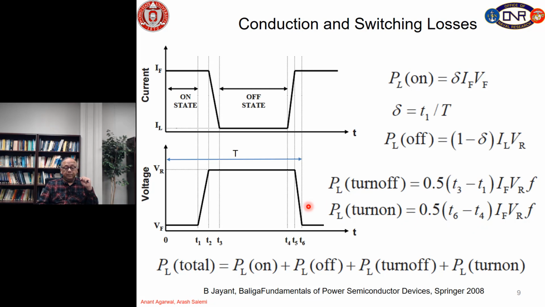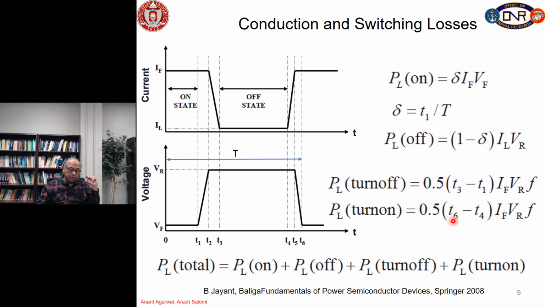This is where we are turning on the device again. Turning on the device would be during time T4 to T6, and then we multiply the current and voltage during T4 to T6, and that gives us the turn on losses, and again we multiply by the frequency and divide by 2 because it is the area of a triangle, we get these losses.